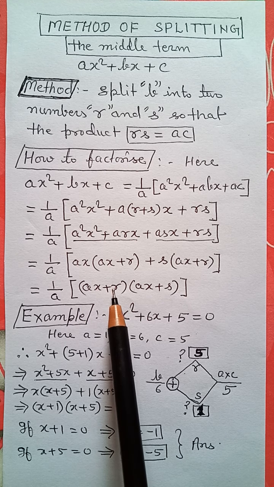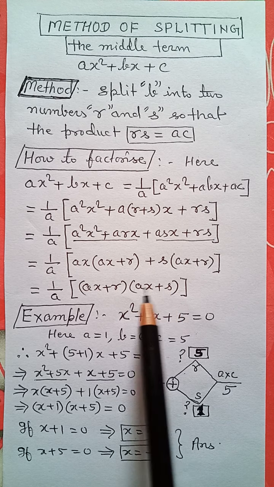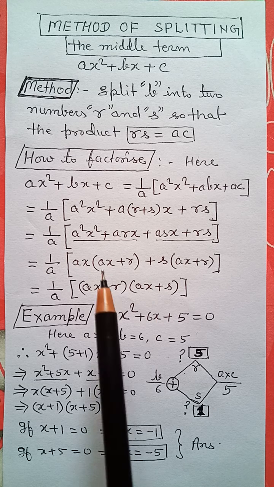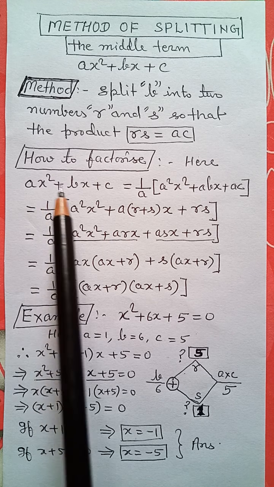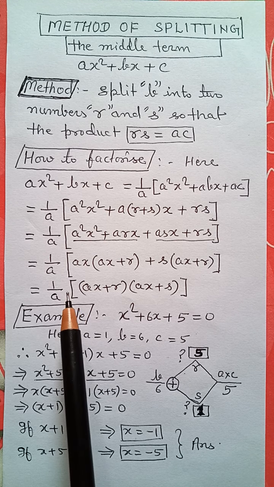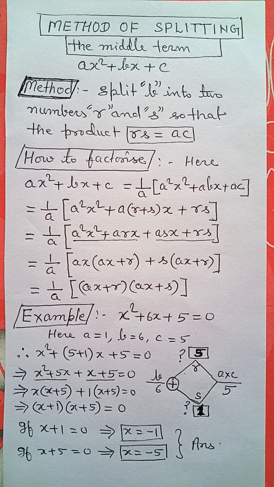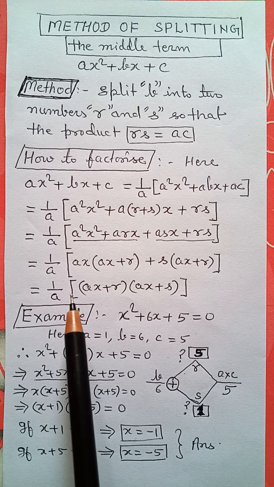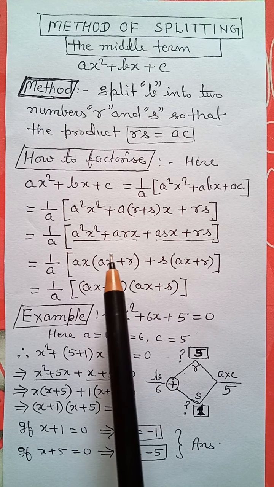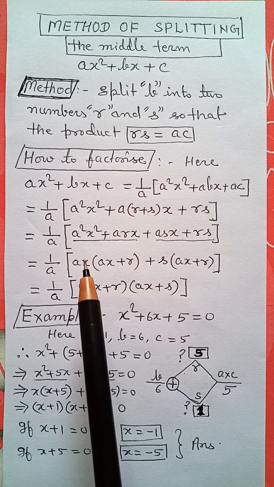Therefore, ax plus r can be taken outside and here we are left with ax plus s. In this way, this quadratic polynomial is factorized into two linear polynomials. And we use this factorization to solve a quadratic equation.